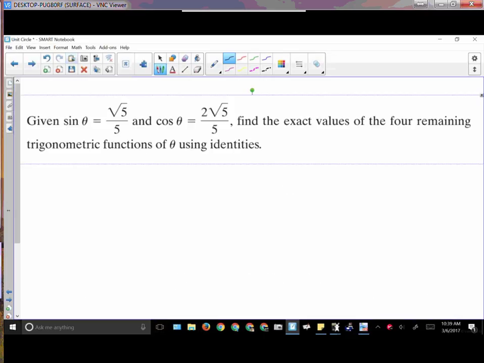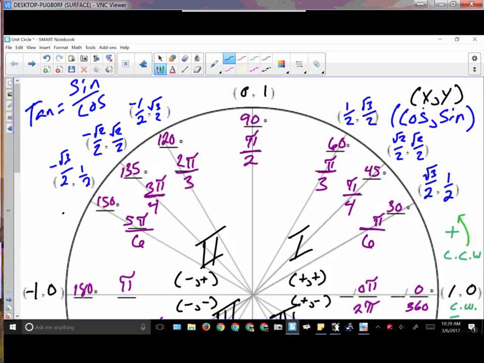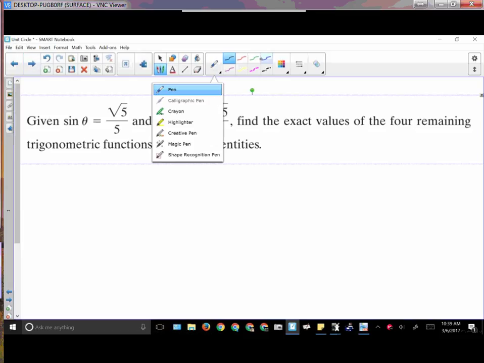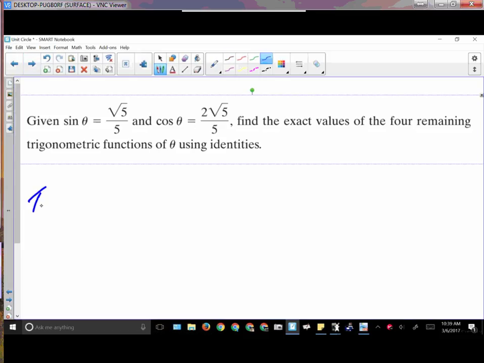So I am told that sine is equal to square root of 5 over 5, and cosine is equal to 2 square root 5 over 5. Find the exact values of the 4 remaining trig functions. Now, is there anything on this? And the answer is no. We don't have fifths on here whatsoever. Could we come up with them? Sure we could. Are we going to? No.